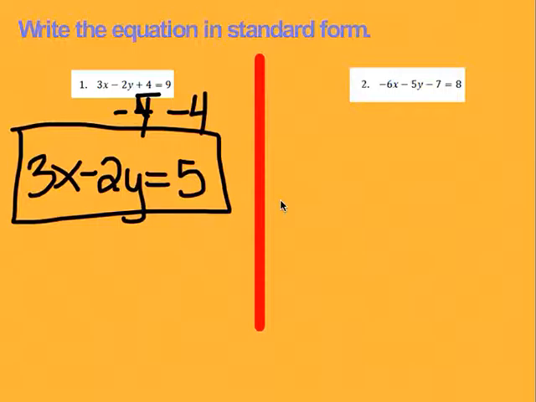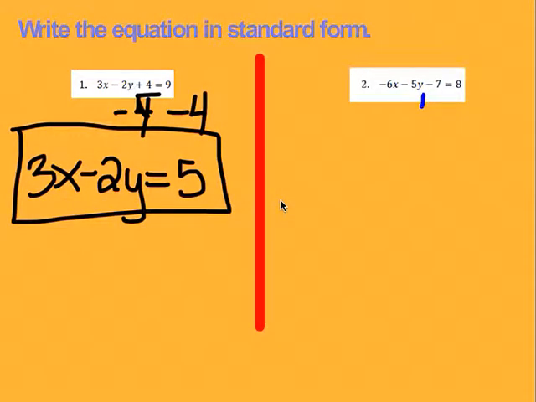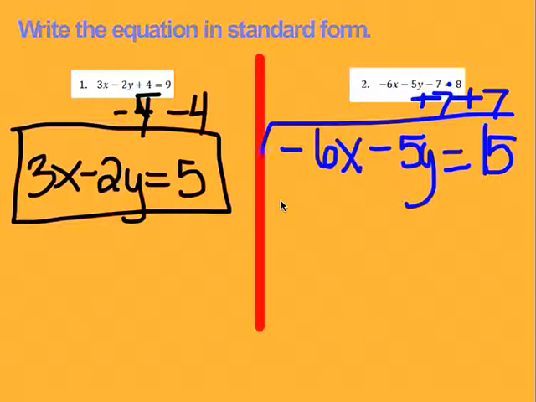So really just getting those x and y's by themselves. So here I need to get rid of that minus 7. So in order for me to get rid of that minus 7, I need to do the opposite, which is going to be adding 7 to both sides. Okay, so then I'm going to have negative 6x minus 5y is equal to 8 plus 7. And 8 plus 7 is going to give me 15. So again, once that constant's over on the other side, my answer is in standard form.